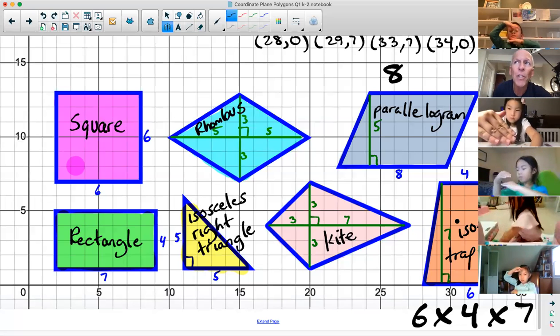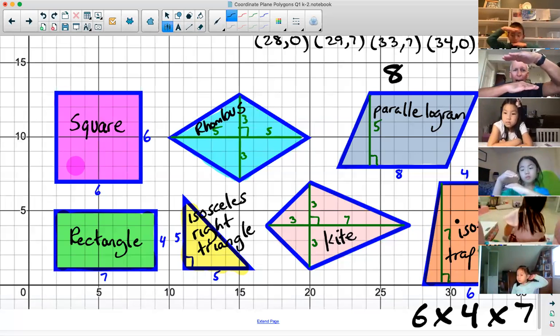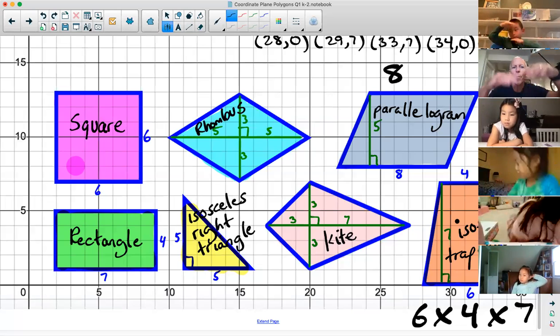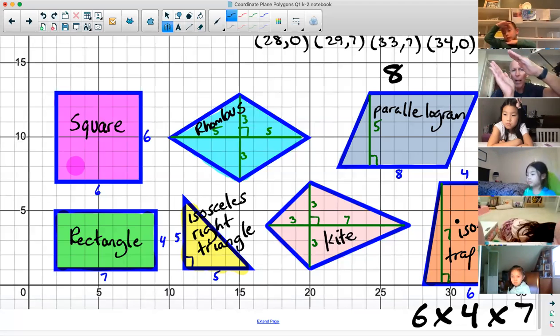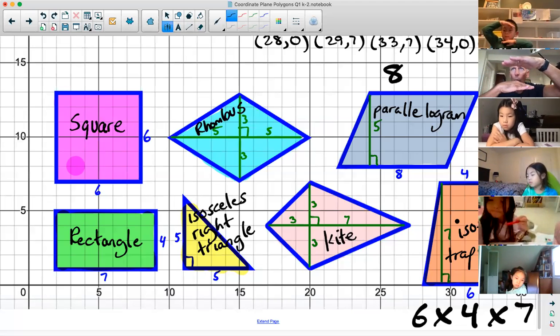Notice that the trapezoid only has one set of parallels, where the parallelogram has two. Parallelograms have two sets. Trapezoids only have one set.